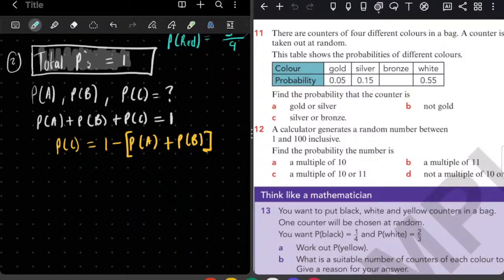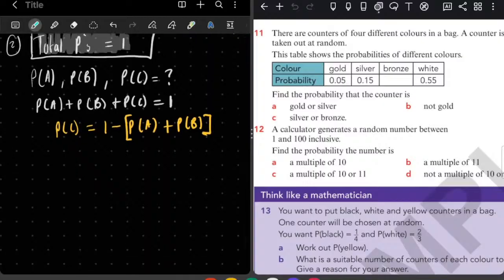Okay? I want to hear you guys say it. Because we are given other probabilities, we must use the concept to say probabilities add to give you 1. Are we together, guys? Yes, probabilities add to give you 1.